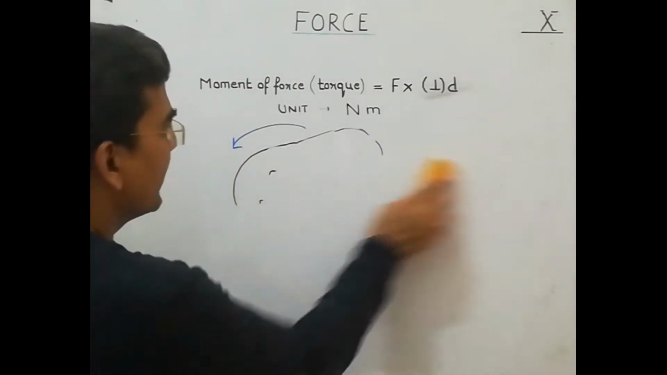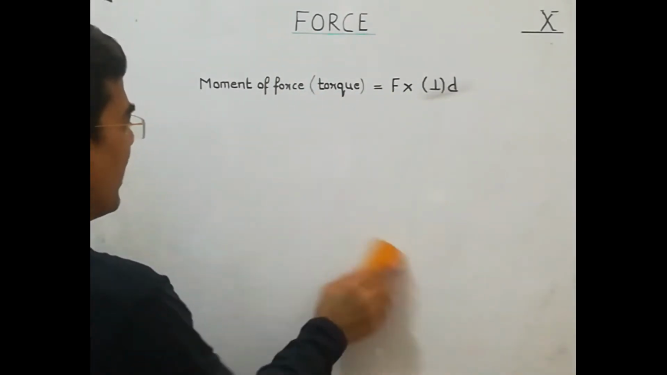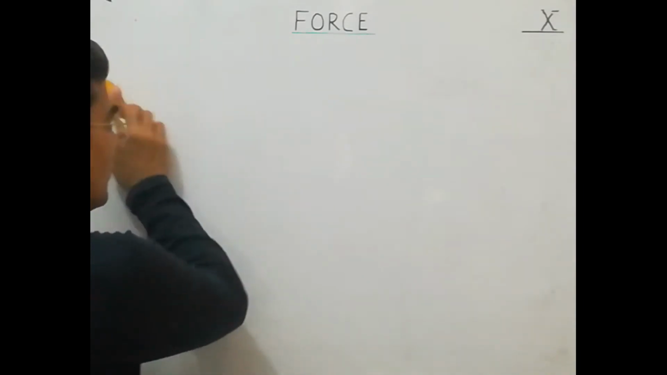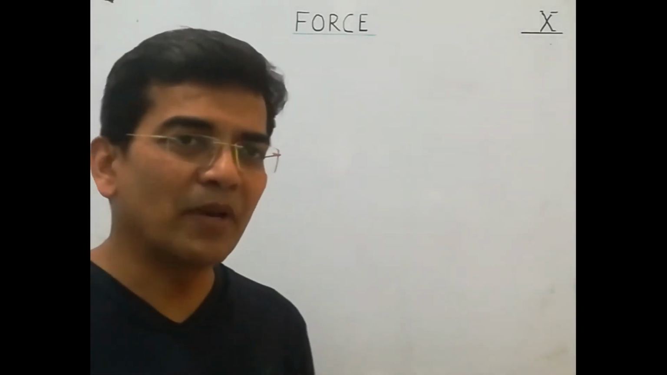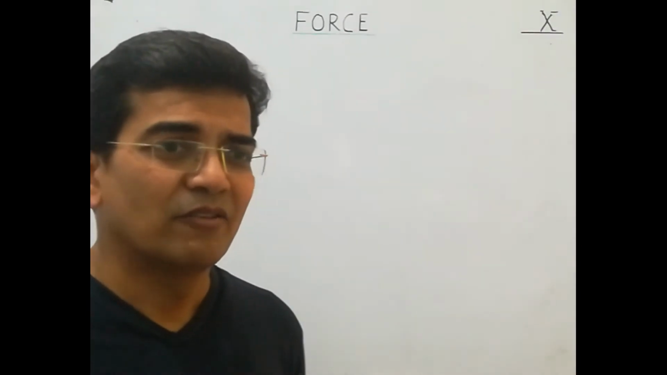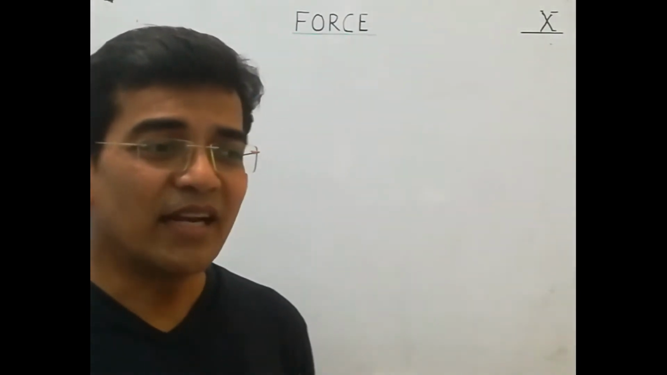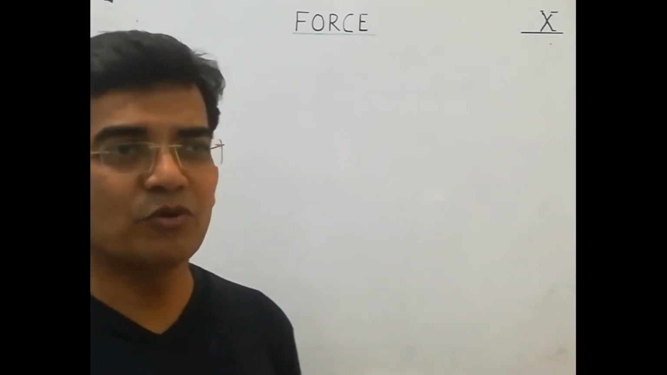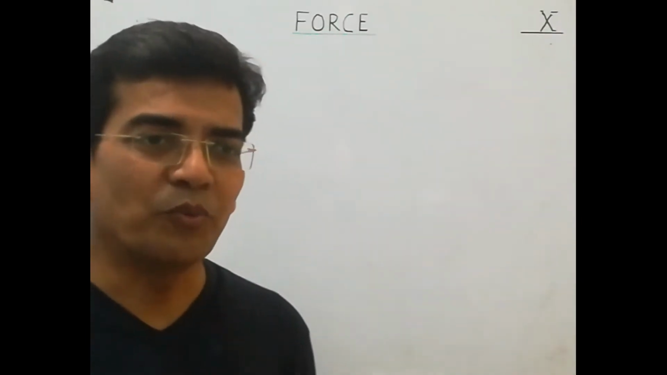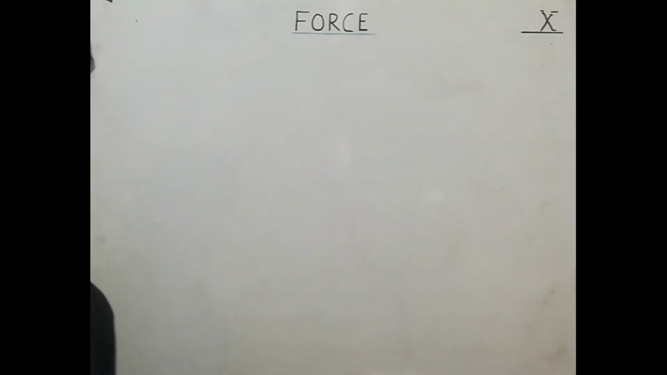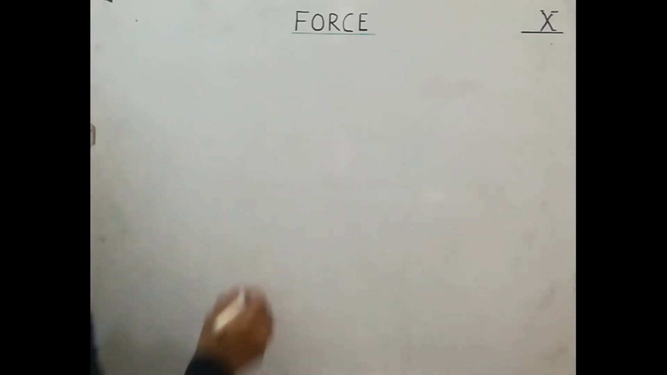One example we have already done, that is opening and closing of a door. When you open or close a door, you apply the force, and then the combination of the force applied and its distance from the axis of rotation gives you the torque or the moment of force, or you can say the turning effect of the force. Similarly, when you are opening a nut with the help of a spanner, then also moment of force, that is torque, is required. See, let us take an example here of opening of a door first.